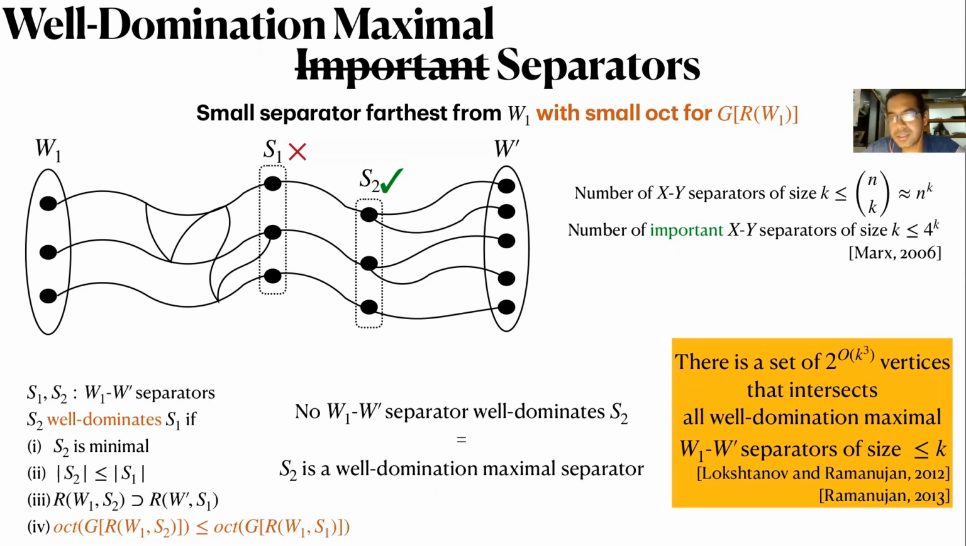Well, it becomes a bit more tricky. What Lokshtanov, Ramanujan and co-authors show is that there is a covering set, I don't know if I should call it that, of size 2 to the power order k cubed, which intersects all domination maximal W1-W prime separators of size at most k. And that immediately means that you can just branch on this set and reduce your measure, which is 2k minus lambda.